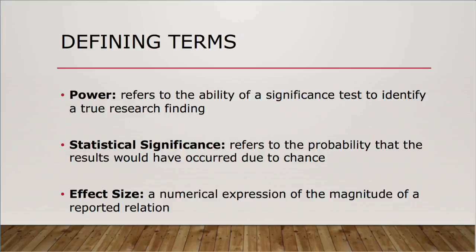So you set this alpha level at the beginning, so a lot of people accept 0.05 as kind of the basic level, but you can be more stringent with that. You can be 0.01, or in medicine they'll take it to 0.001, but you set that at the beginning.